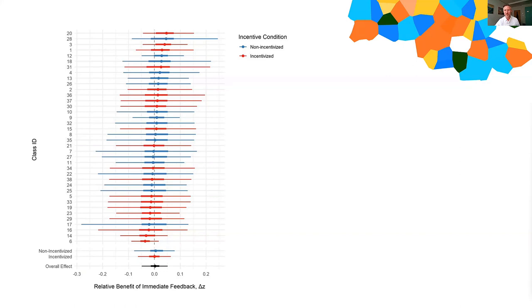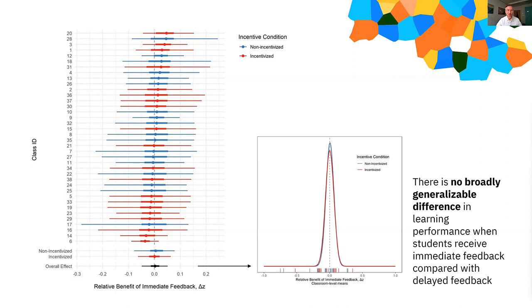and I'm not going to talk about Bayesian methods that much. But if we just plot the actual distribution that we've estimated there, it's pretty tight around zero. So we can make the conclusion based on these data that there's just no broadly generalizable difference in learning performance when students receive immediate feedback compared with delayed feedback.